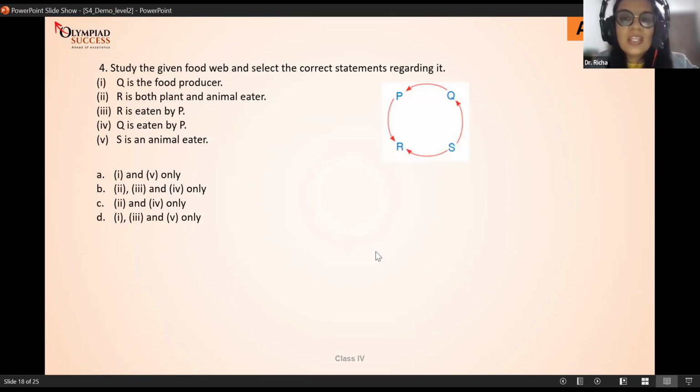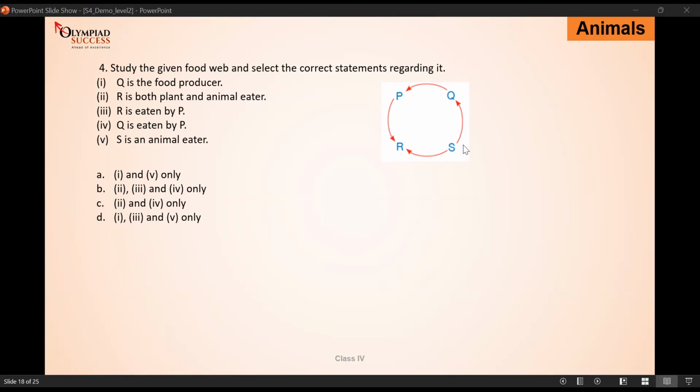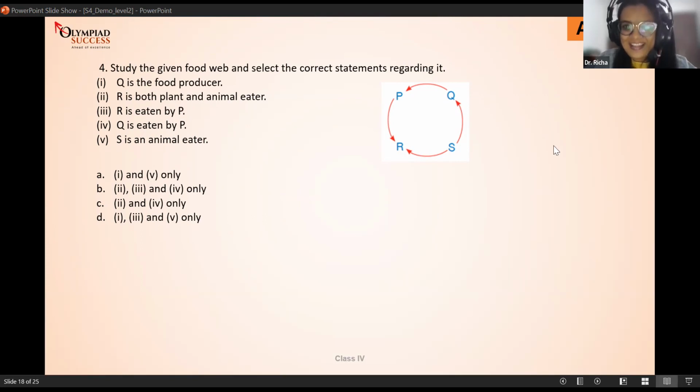Lastly, let's move to the next one. You have a food chain. You have been given P, Q, R, S and some statements related to it. You have to find out only the correct statement. Yes, Advik. Ma'am, I have a doubt when it comes to these types of questions. I get confused about whether the arrow is pointing to the consumer or the producer.